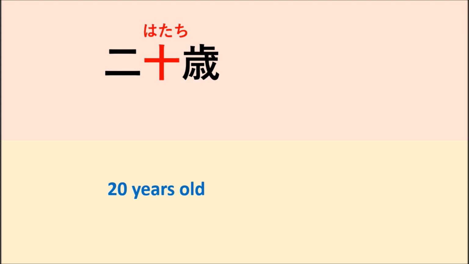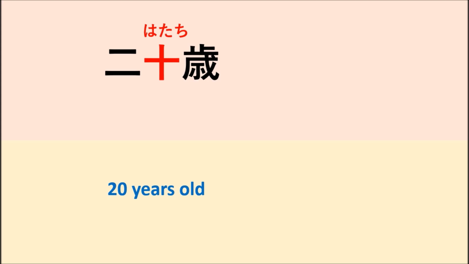Hatachi. Hatachi means 20 years old. And this is also a special reading or special pronunciation. So you have to remember, they don't say nijusai, right? Of course, sometimes they do, but when you speak Japanese and you are good at Japanese, you don't say niju nichi, they say hatachi. This is the way Japanese people say it.